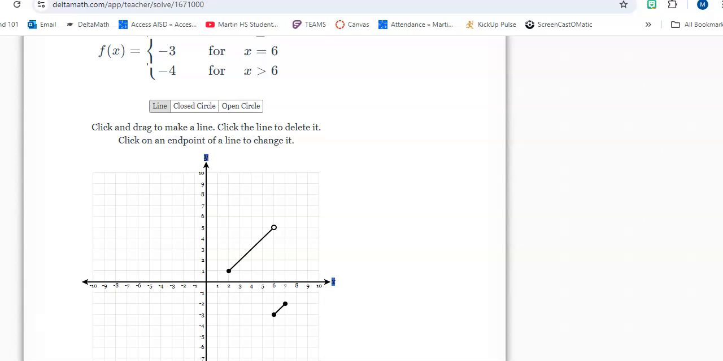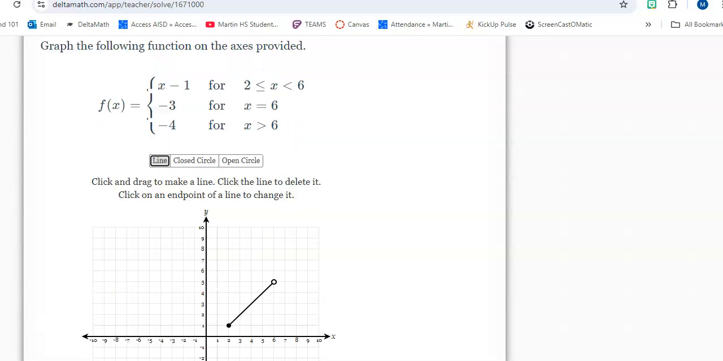So I just want that point. So I have to click closed circle to graph that. Oops, sorry, closed circle, not open circle. There it is.